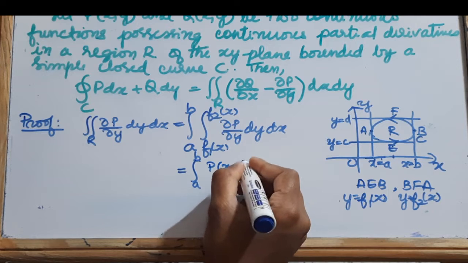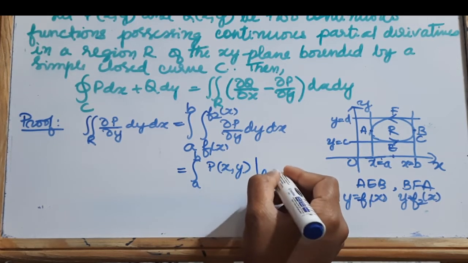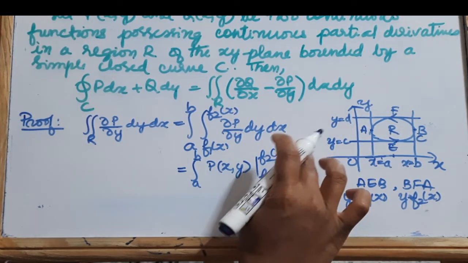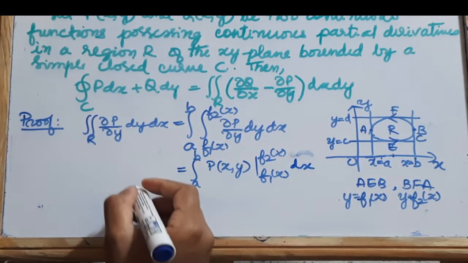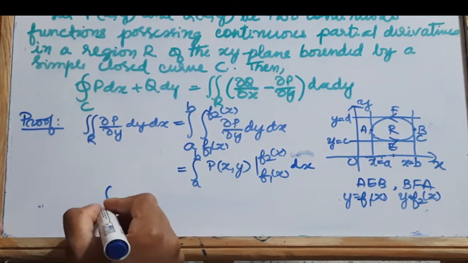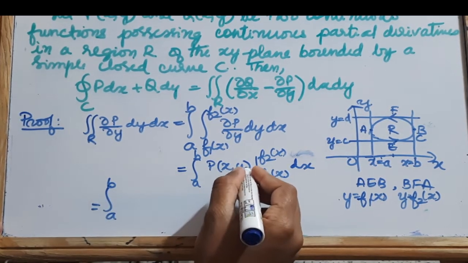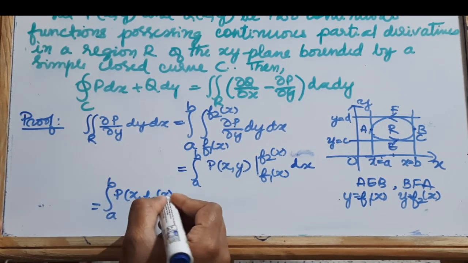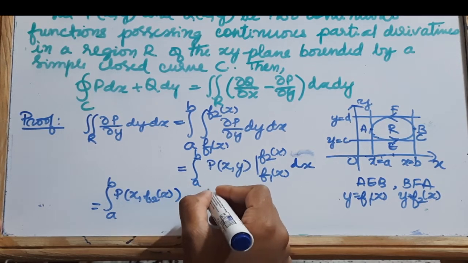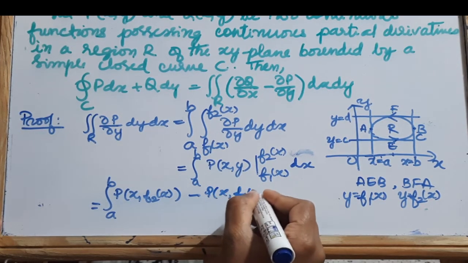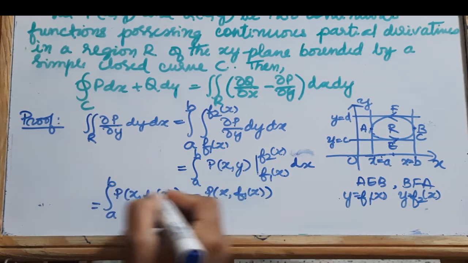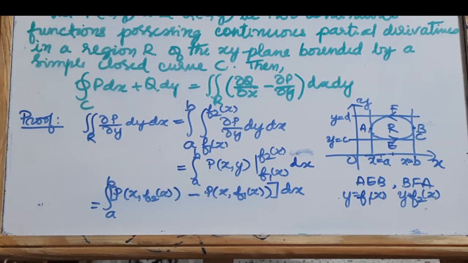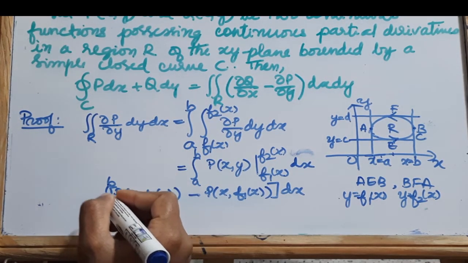So this is nothing but only P(x, y) evaluated from f1(x) to f2(x) dx. So dx should come down here. So when I evaluate with the upper limit and the lower limit, for y I have to substitute f2(x) as the upper limit, minus P(x, f1(x)) as the lower limit, and integration is to be done again with respect to x. Okay, so this I have now.